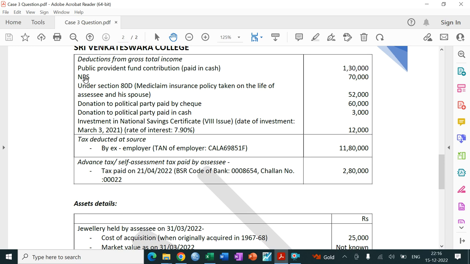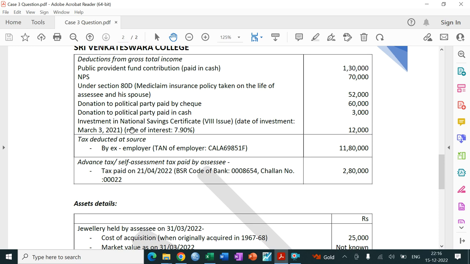Then NPS, which is covered under section 80CCD, that is 70,000. Then under section 80D, that is related to the medical insurance premium taken on the life of the assessee and his spouse, that is 52,000. Then donation to a political party paid by cheque, 60,000. And cash method is not allowed here, so we will ignore this part.